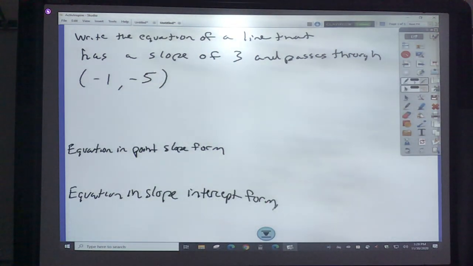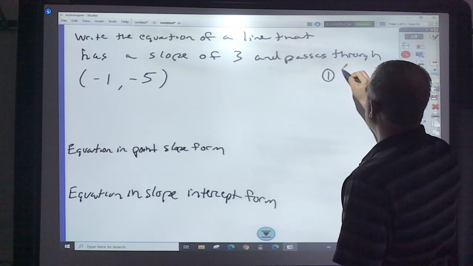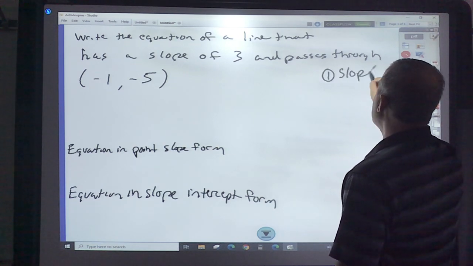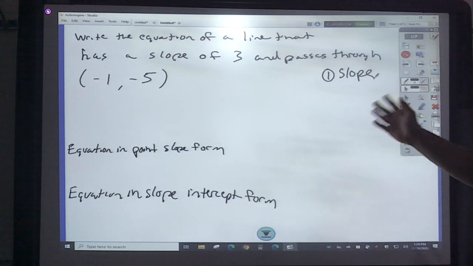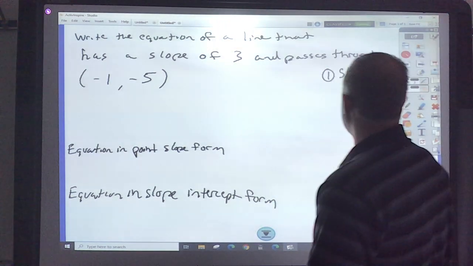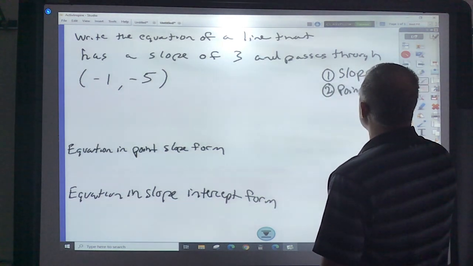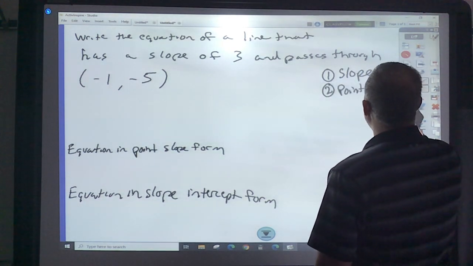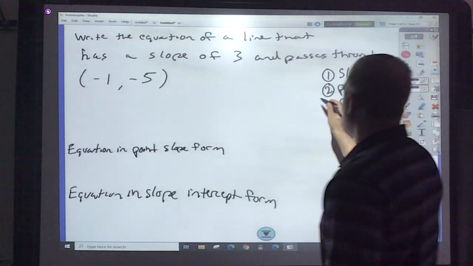So here's the process. First thing you're going to want to do with all these is find the slope. All right? Sometimes they will give you the slope. Sometimes you'll have to find it. This time they gave it to me. Told me it's 3. Okay? Second thing you want to do is put it in point slope form. Now, here is what point slope form looks like.